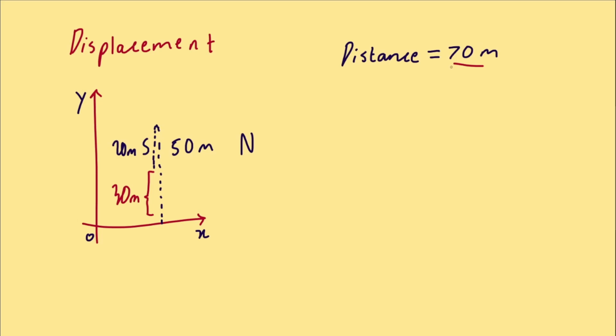So displacement is a quantity with magnitude and direction. Magnitude being 30 meters here and direction being north. We call these vectors. Vectors are quantities with magnitude and direction. Now you might have learned about vectors in math. If you haven't, it's okay. In diagrams, they're represented by arrows. So our displacement vector, here we will draw it like this on the graph.